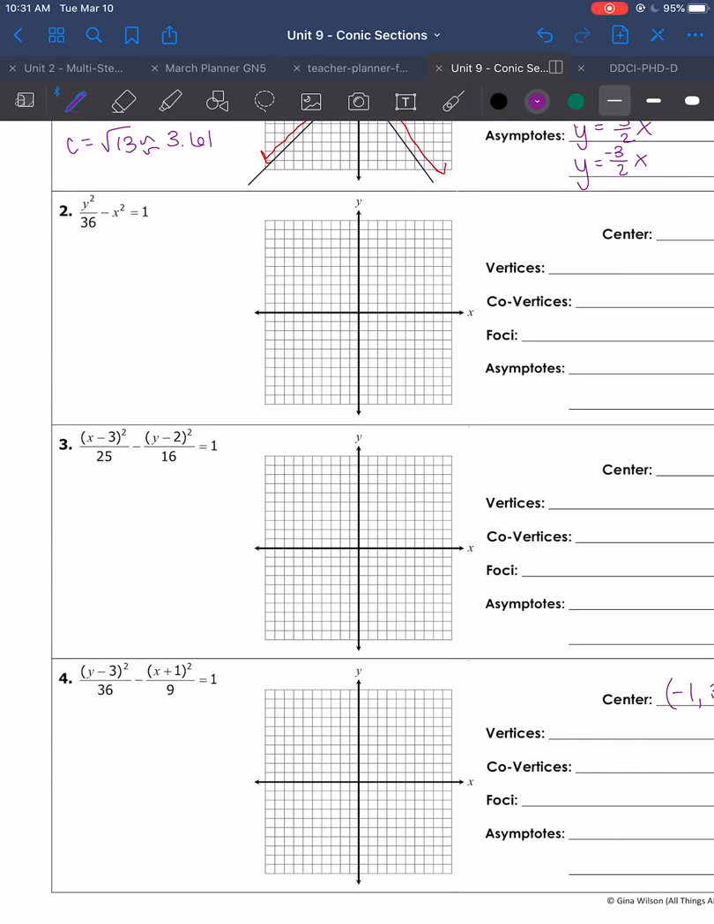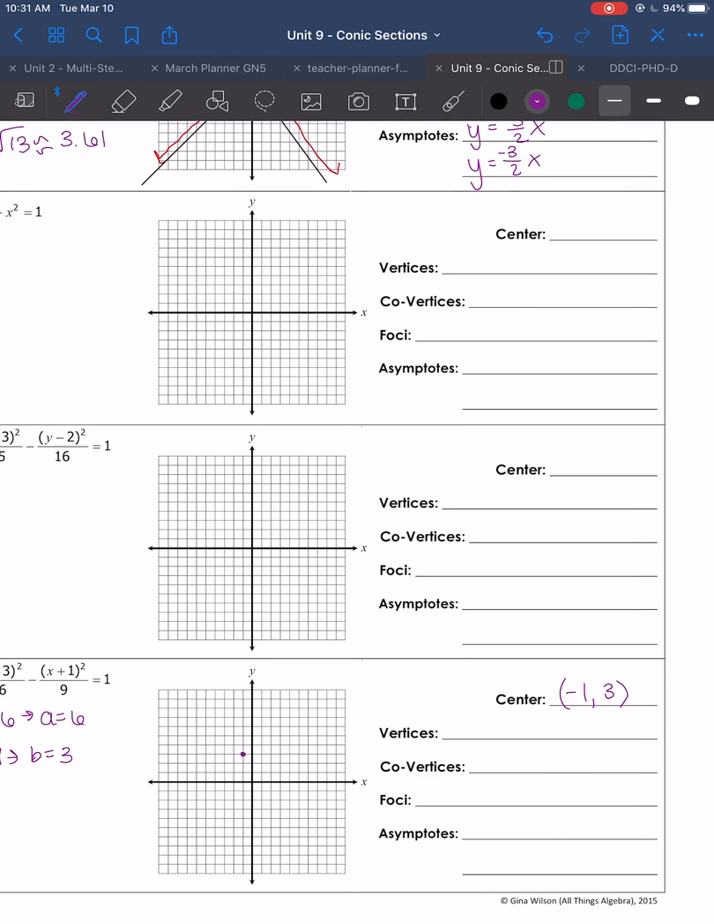So since a squared is 36, then a is 6, and b squared is 9, so then b is 3. So I have a point at (-1, 3) as my center. And then it's vertical, so we're going to add 6 to 3. So I get (-1, 9), and then I subtract 6 and get (-1, -3). So those are my vertices.